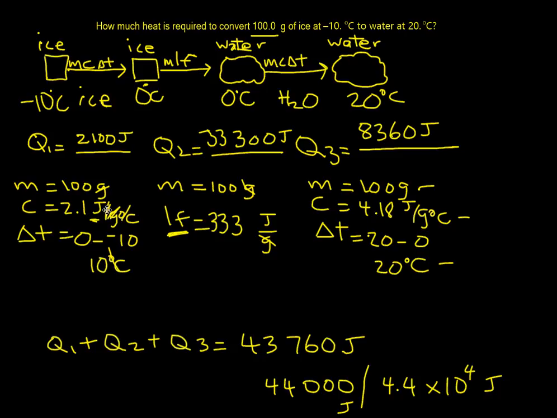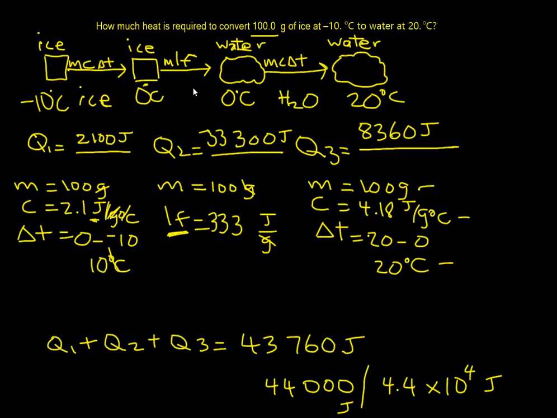Okay? Now, let's have a look here. So we have 100 grams. That's taken right directly from our problem. This is our constant, our specific heat capacity, 2.1 joules over grams degrees Celsius. And our delta T is 10 degrees Celsius. Final temperature, 0, subtract negative or minus 10.